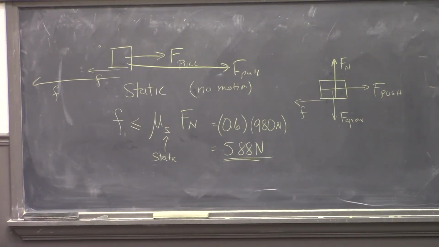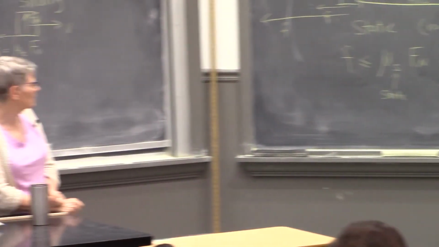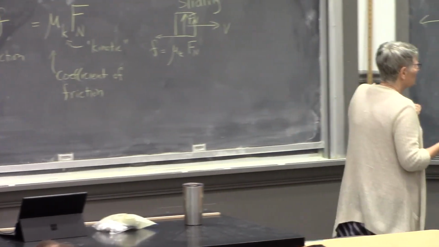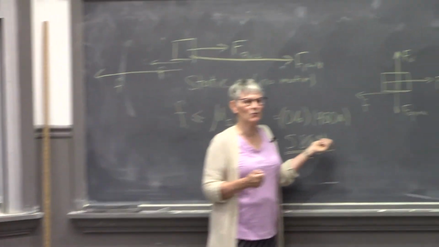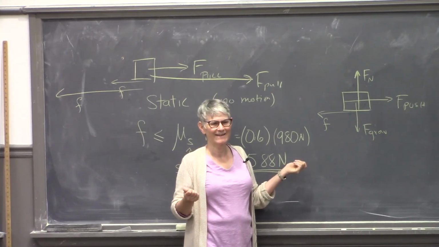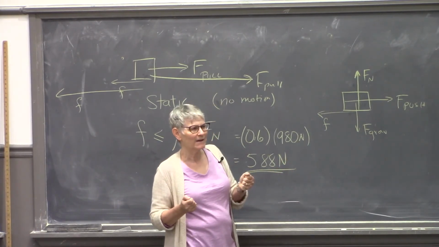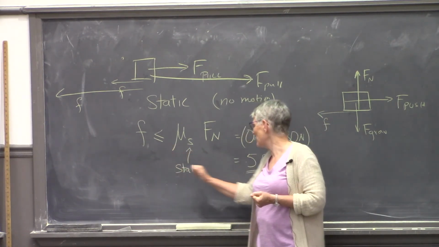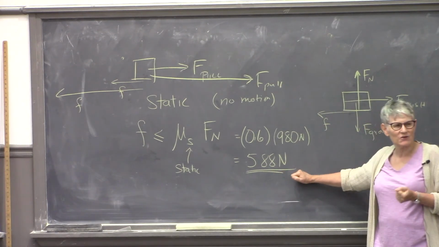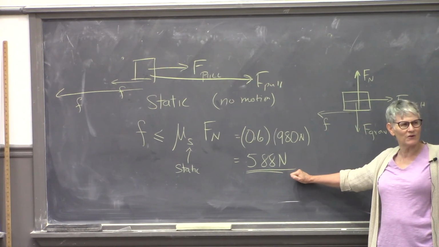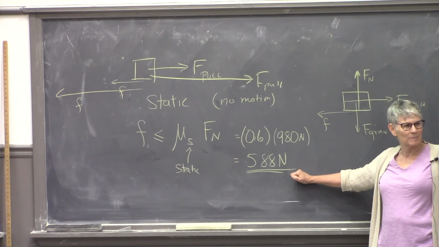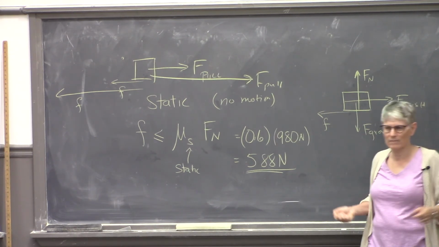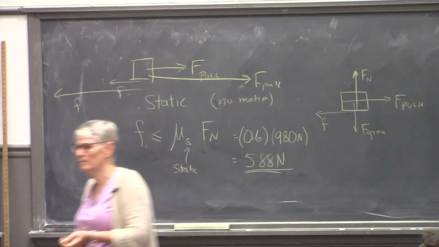Questions? Yes? Is it 588 newtons to get it moving, or is it to be equal to the friction? 588.1? So something arbitrarily small. Yeah, so this force can get up to 588 newtons, so if you exert just a teeny bit more than 588 newtons, the block will start to move, right? Okay.